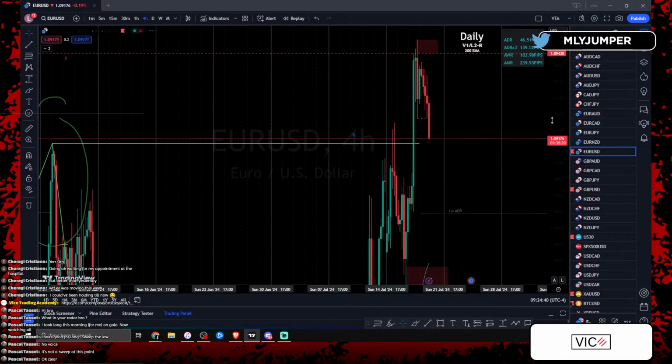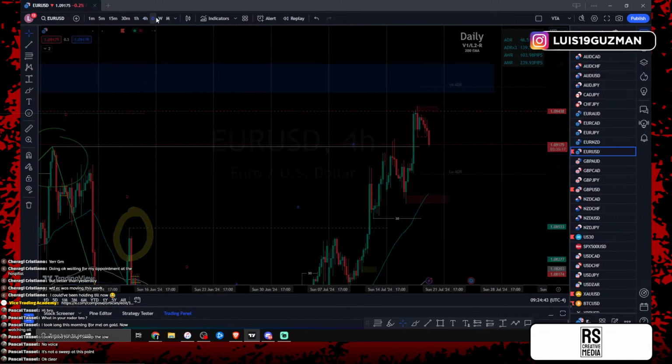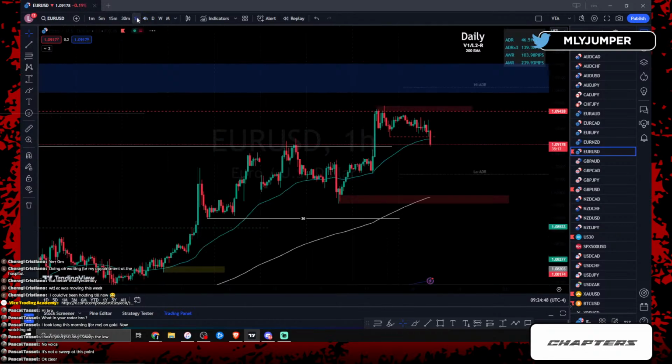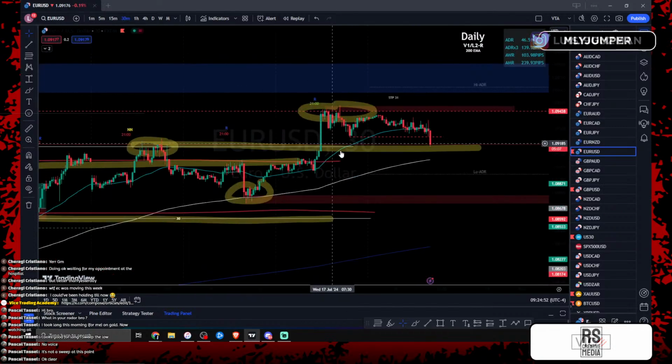Let's go up to the higher time frames real quick. Did I miss anything here? No engulfing candles. Start from the top to the bottom. Nothing in the daily, nothing in the 4-hour, the 1-hour, nothing. The 30-minute, nothing.